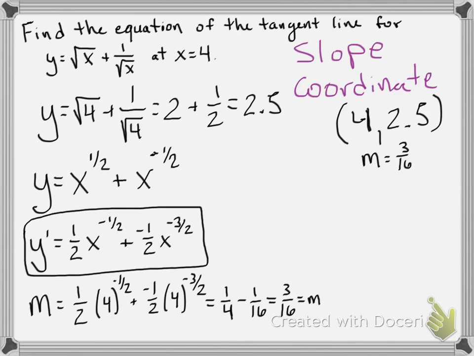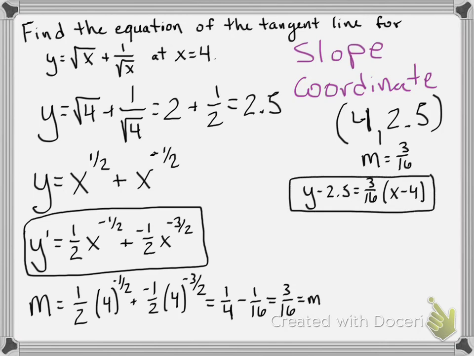And so now we can write the equation of our line. Y minus our y value, our y value is 2.5, equals m, our m is 3/16, times x minus our x value, our x value is 4. This is the equation of the tangent line for the equation y equals the square root of x plus 1 over the square root of x at x equals 4.